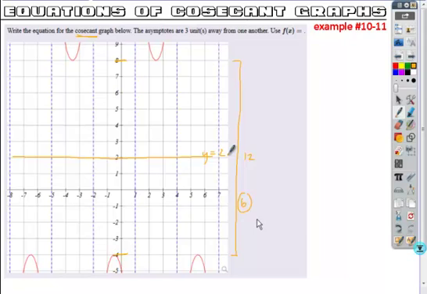Once you have the midline and your amplitude, you can start your equation. So we have f of x is equal to our amplitude of 6. We're going to do cosecant, so I'm going to use the sine as a reference. I don't know what's inside yet, but I do know plus 2 is on the outside.